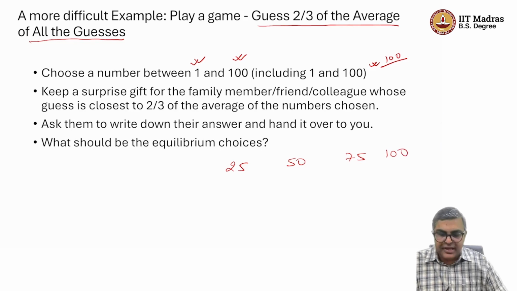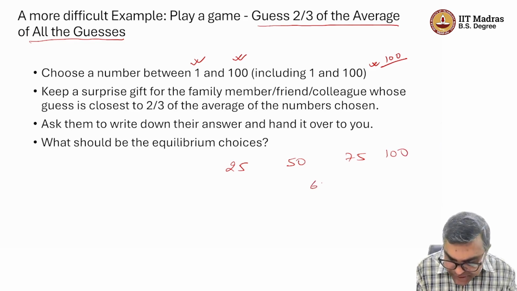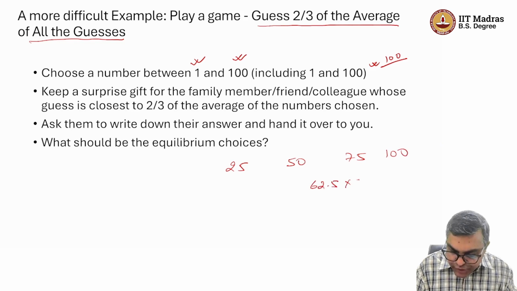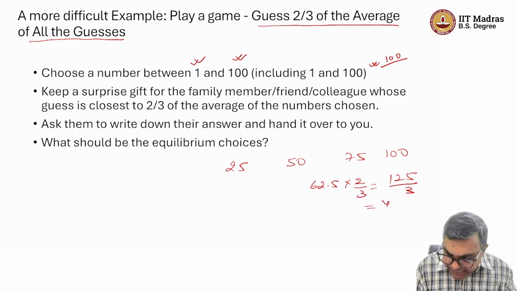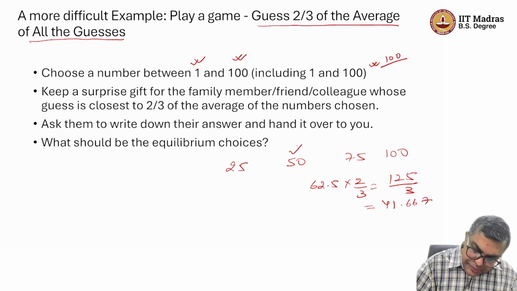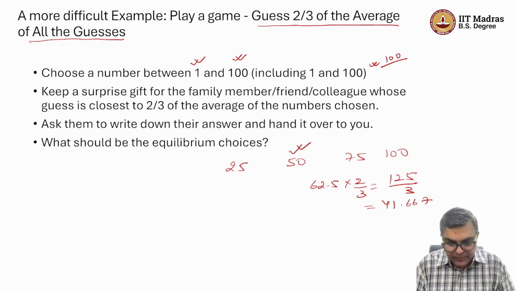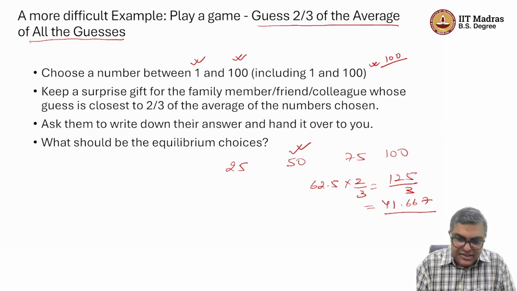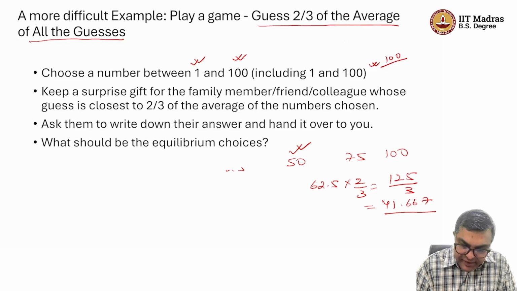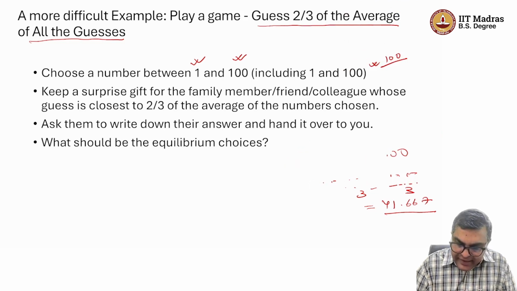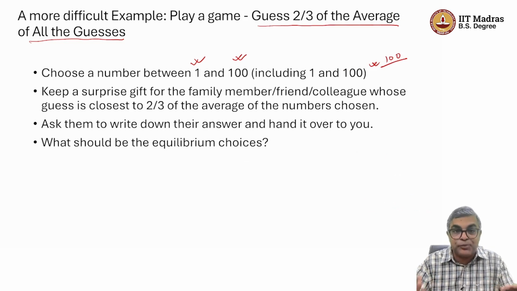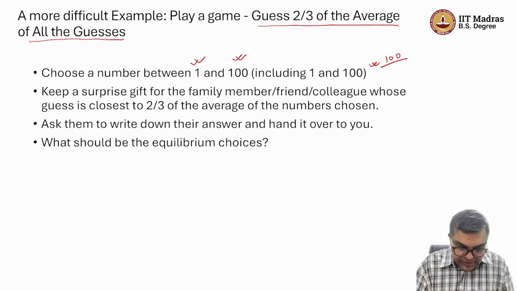How much is going to be the average? The average is going to be 62.5. How much is going to be 2/3 of the average? 125 by 3, roughly 41.667. Who is closest? This person wins the game. He is closest to 2/3 of the average. Just for example, you could give him a Kit Kat or something. So that people take it seriously, you can pre-announce it.